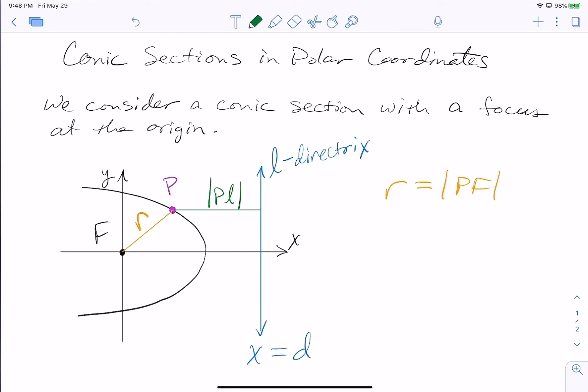And we do. In polar coordinates, the x-coordinate of a point is given by x equals r times the cosine of theta. The distance PL is the distance from the y-axis to the directrix minus the distance from the y-axis to the point. The distance from the y-axis to the directrix is d, and the distance from the y-axis to the point P is the x-coordinate. So PL is equal to d minus r times the cosine of theta.